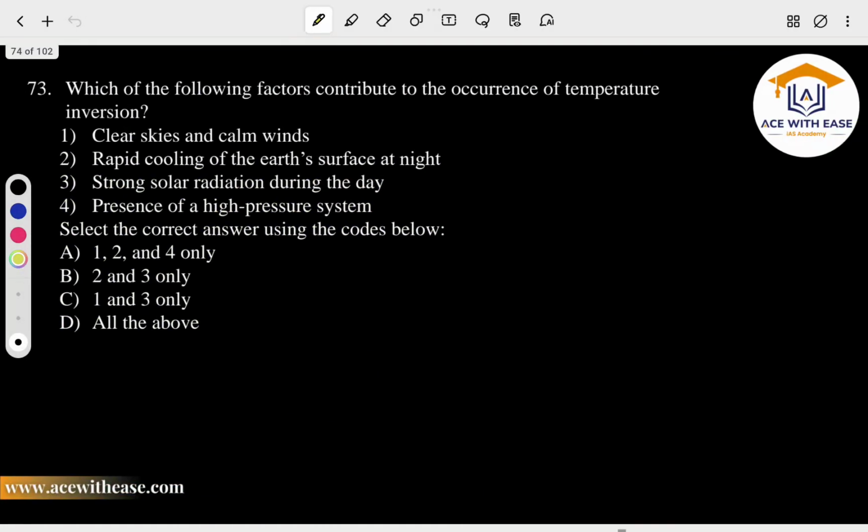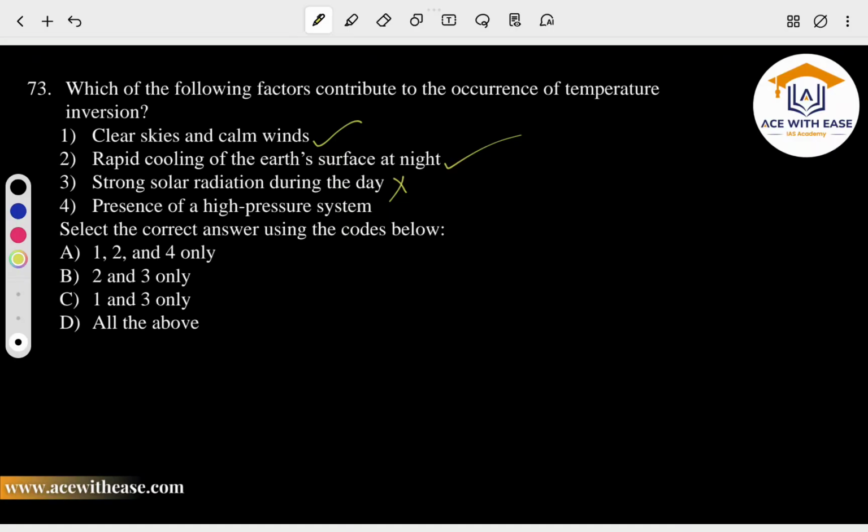B. 73rd. Which of the following factors contribute for the occurrence of temperature inversion? Just now we have talked about the temperature inversion. So clear skies and calm winds, yes, it is present. Rapid cooling of the earth's surface, yes. Stronger solar radiation during the daytime, no. We are not talking about solar radiation. We are only talking about the terrestrial radiation. Fourth, presence of a high pressure system.